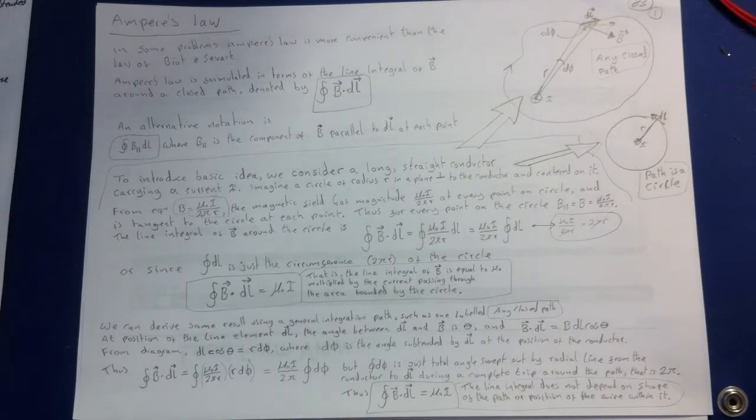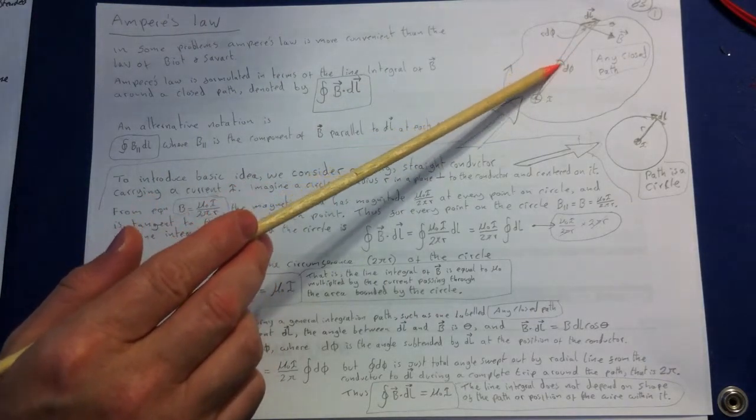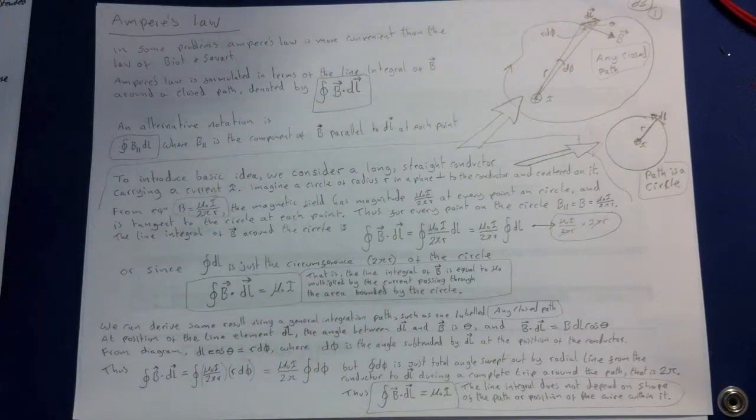We can also derive this result for a more general integration path, such as the one here. At the position of the line element dl, the angle between dl and B is theta, and B dot dl equals B dl cosine theta. From the figure, dl cosine theta equals r d theta, so that's this distance here, where d theta is the angle subtended by dl at the position of the conductor. Thus, we can write the closed path integral of B dot dl equals the closed path integral of mu naught I over 2 pi r, times r d theta. So we're writing this now: the integral of d theta, times mu naught I over 2 pi.